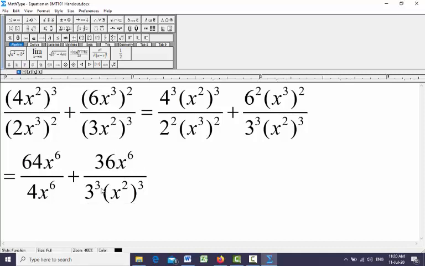Right. So this 3 cube can be written as 27, and this one can be written as x to the power 6, because this power 3 and power 2 will be multiplied together. So we have 3 multiplied by 2, which means x to the power 6. Now as you can see, x to the power 6 in the denominator and x to the power 6 in the numerator will cancel out.